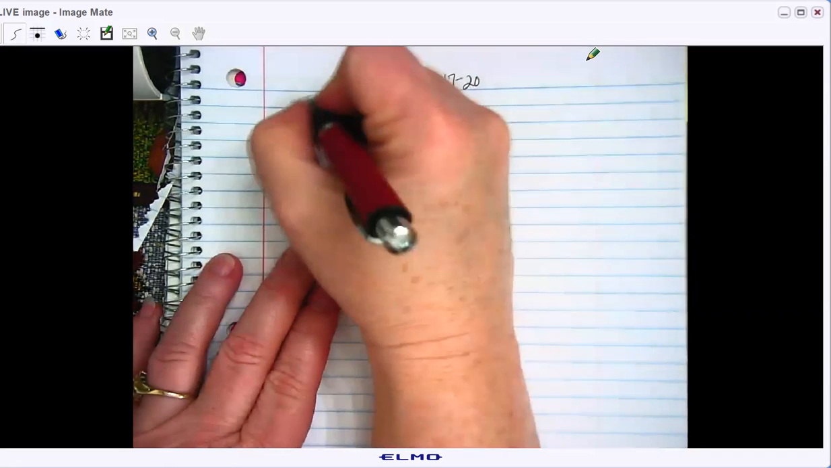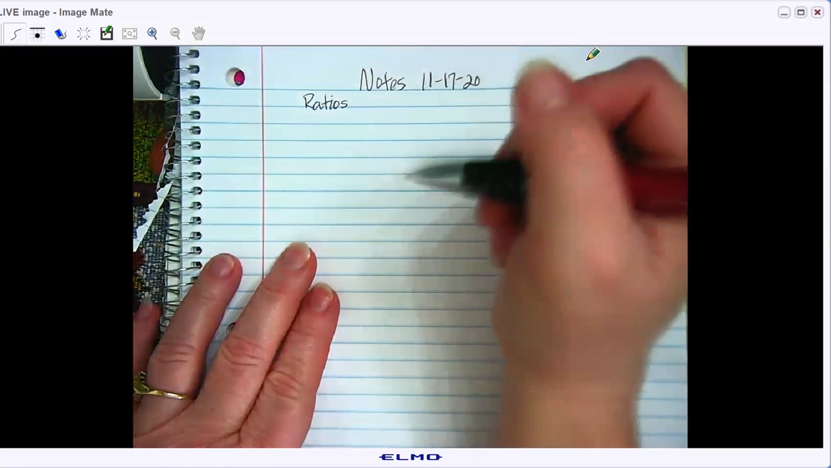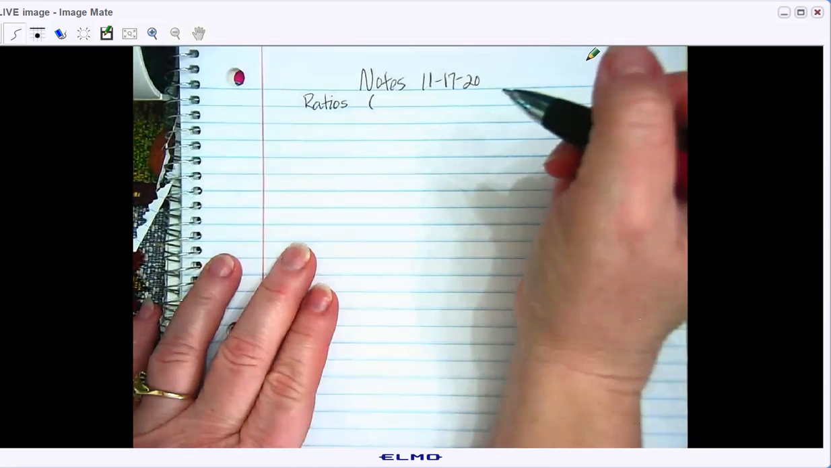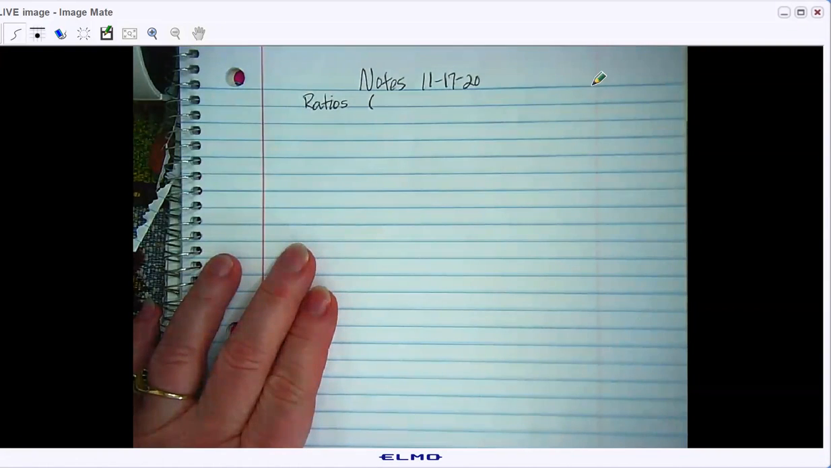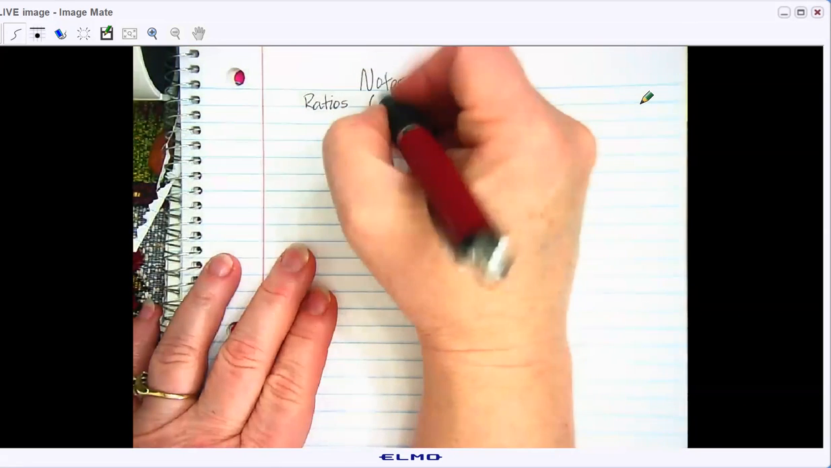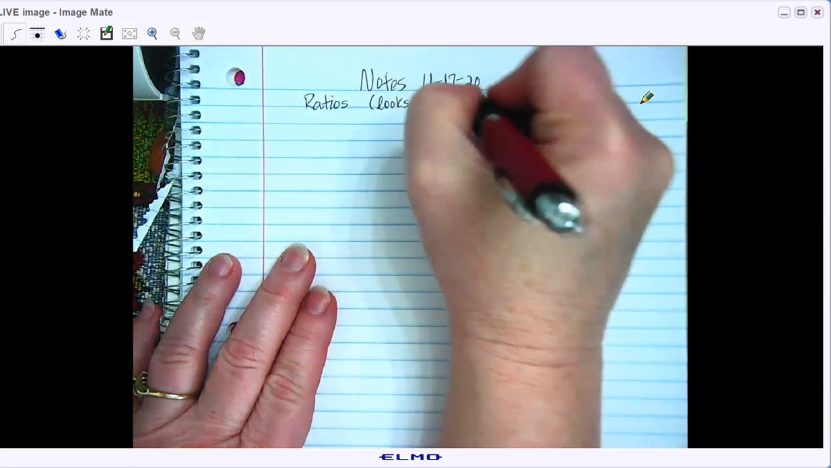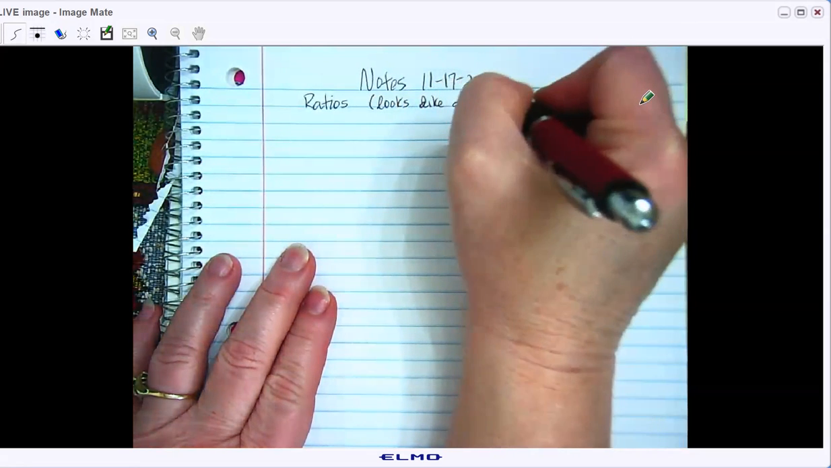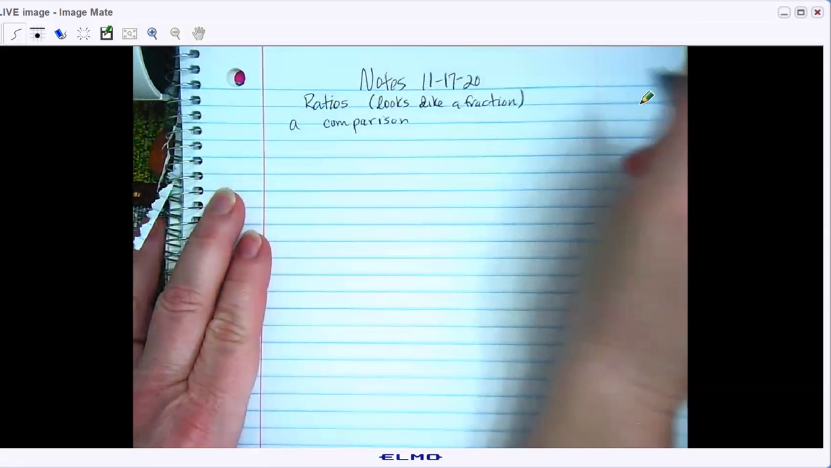Okay, we're talking about, first of all, ratios. Now, this is more algebra based. If you think of a ratio, it looks like a fraction. But a ratio is a comparison of two things.